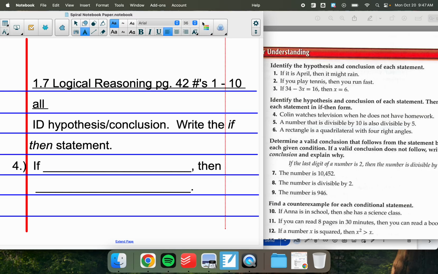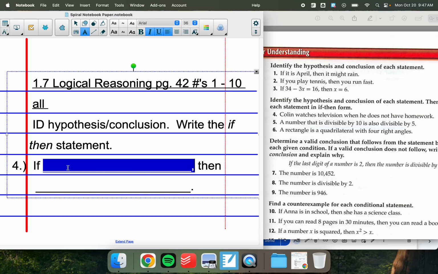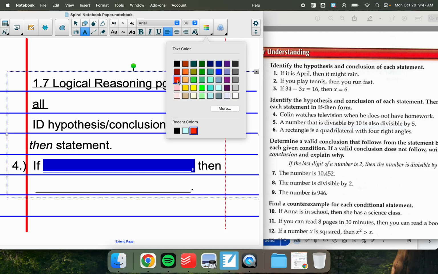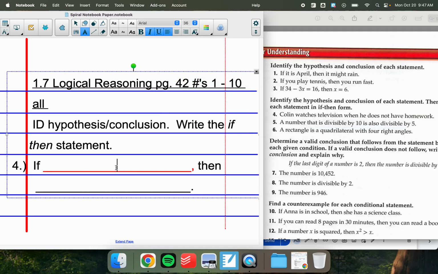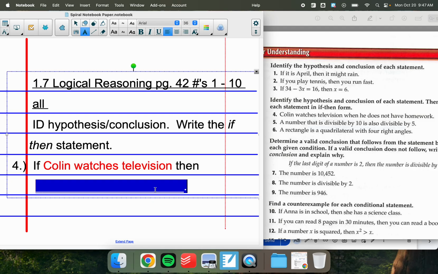So let me see if I can change my font to red. That way I'll be saying, hey, don't write this down in case it's wrong. And then we'll check it and see if we agree at the end. So if Colin watches television, then he does not have homework. Well, maybe he could be watching TV when he does have homework.